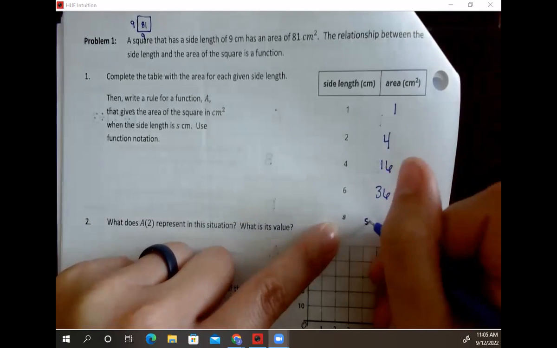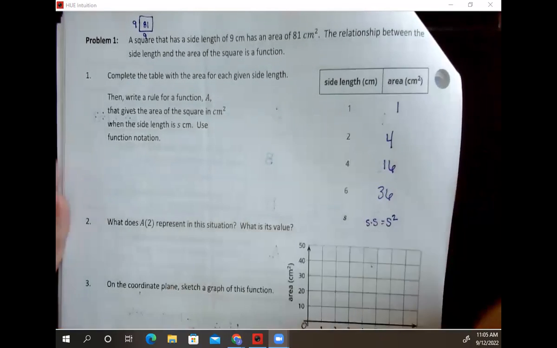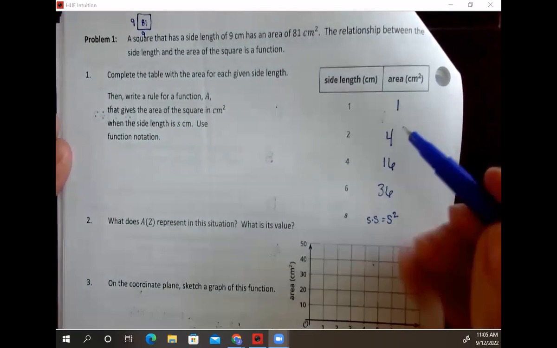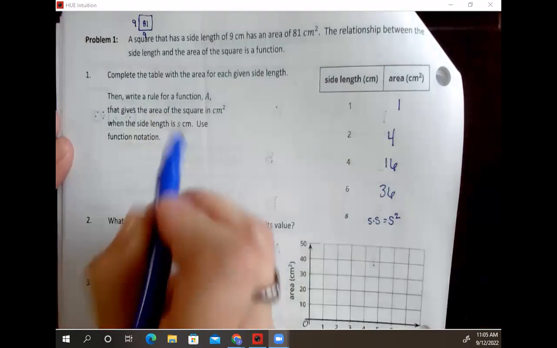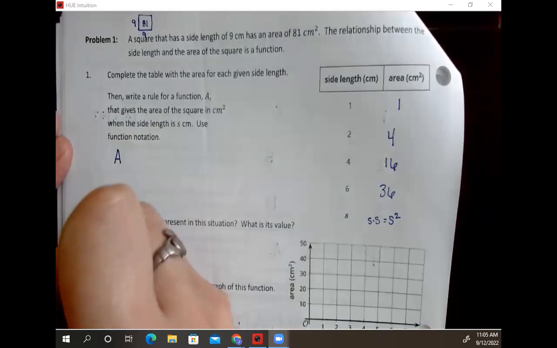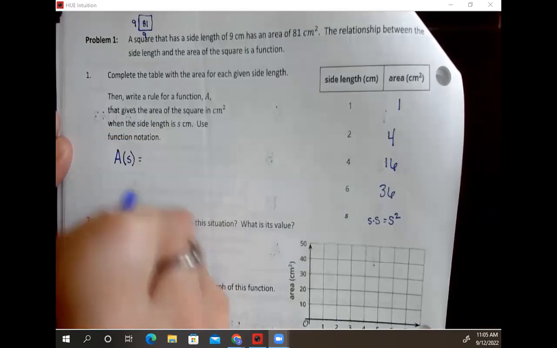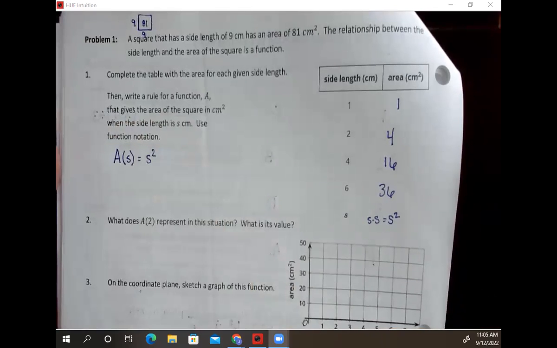Yeah, S squared, right? We're doing side times side, which would be an exponent of 2, or S squared. So with this little rule, picking out my pattern here, we can write a function. Let our function be A, probably A for area, and we'll let our side length be S, so A of S equals S squared. So the area based on the side length of the square would be S squared. And there's my function written using function notation.